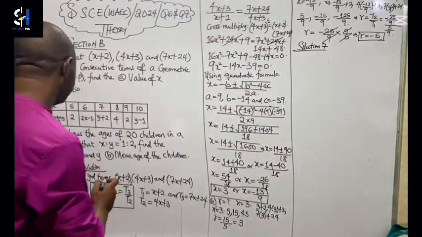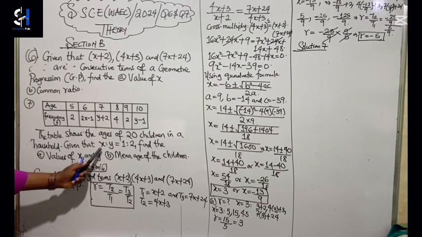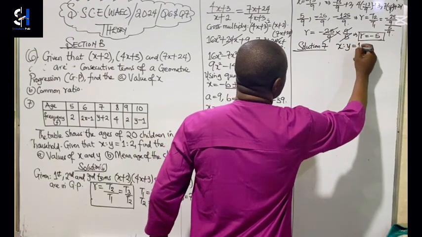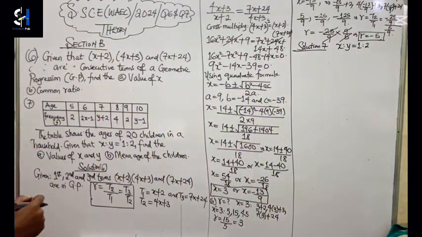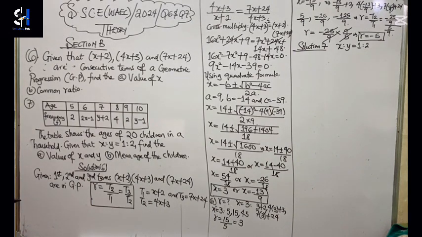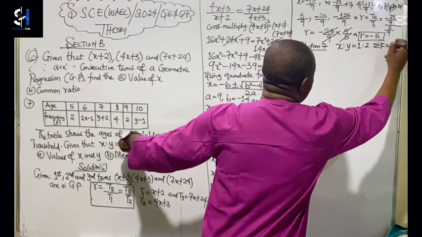Okay, number 7. For number 7, we are given the table shows the ages of 20 children in a household, given that x ratio y equals 1 ratio 2. We want to find the value of x and y, and also the mean age of the children. To calculate x and y, we can use the total frequency, because the table shows the ages of 20 children. So the total frequency, summation f, is 20.